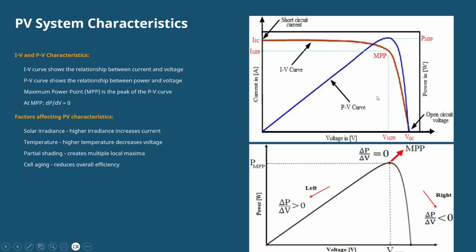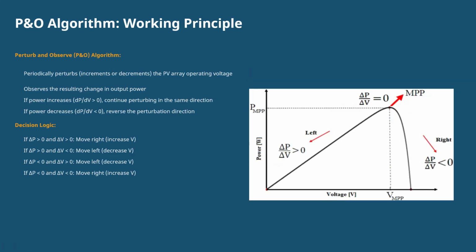If solar irradiation varies continuously, it affects the current of the solar panel. If there is a variation in temperature, it affects the voltage of the solar panel. If there is some partial shading on the solar panel, it creates multiple maximum power points. And due to cell aging, the efficiency reduces. Cell aging is directly related to the installation. Let's say we install the solar panels in 2000, and normally the life of a solar panel is 25 years. So as the years go, the efficiency of the solar panel in creating power reduces. So we just move to the next slide.